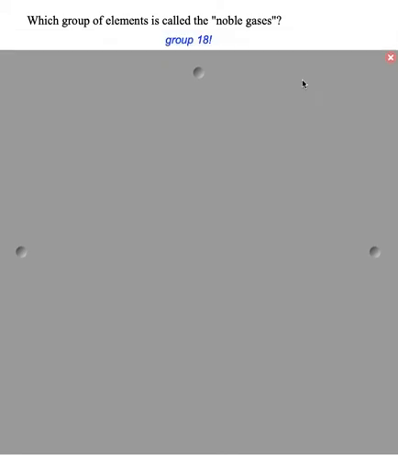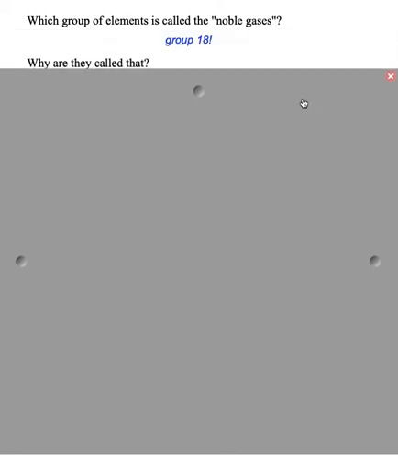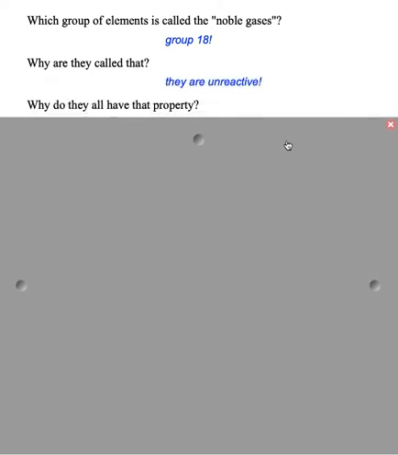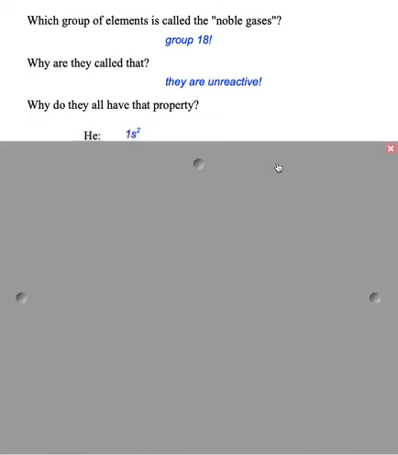Here's a question. Which group of elements is called the noble gases, or the inert gases? You know that one, group 18. Why are they called noble gases? Well, you probably know because they're relatively unreactive. Why do they all have that property of being unreactive? Well, in chemistry, one of the themes in this unit is that you can very often answer a question about an element by looking at its electron configuration. So let's look at the electron configurations of the noble gases.